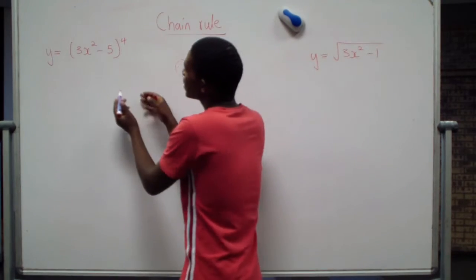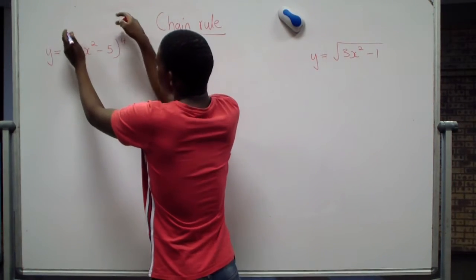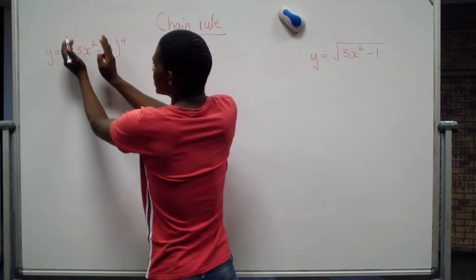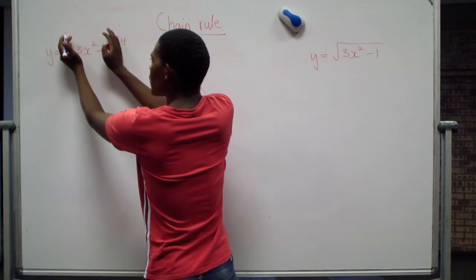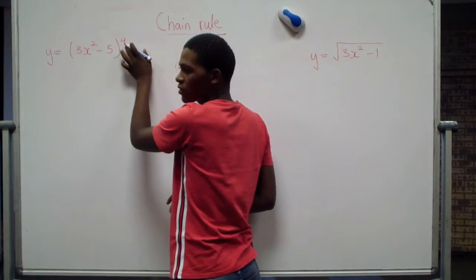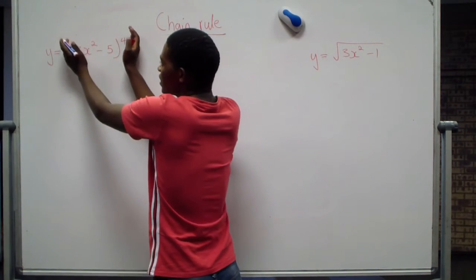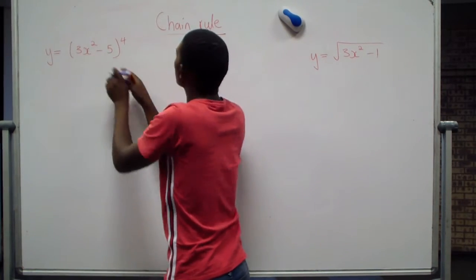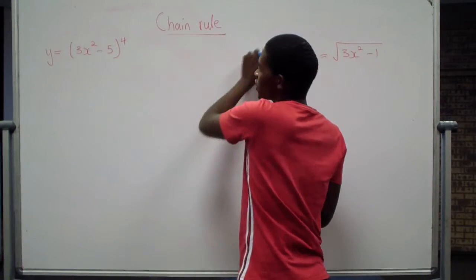So with this, you'll start by differentiating the outer part. You'll take this part as your x or your y to the exponent of 4. Then after differentiating, you come to the inner part. So let's do it in practical.